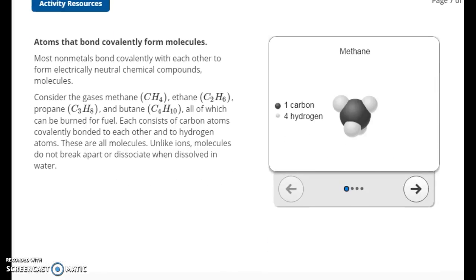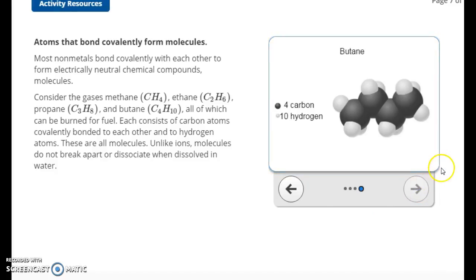Atoms that bond covalently form molecules. Most nonmetals bond covalently with each other to form electrically neutral chemical compounds called molecules. Consider the gases methane, CH4, ethane, C2H6, propane, C3H8, and butane, C4H10, all of which can be burned for fuel. Each consists of carbon atoms covalently bonded to each other and to hydrogen atoms. These are all molecules because they're covalent. Unlike ions, molecules do not break apart or dissociate when dissolved in water. So, methane, ethane, propane, butane.